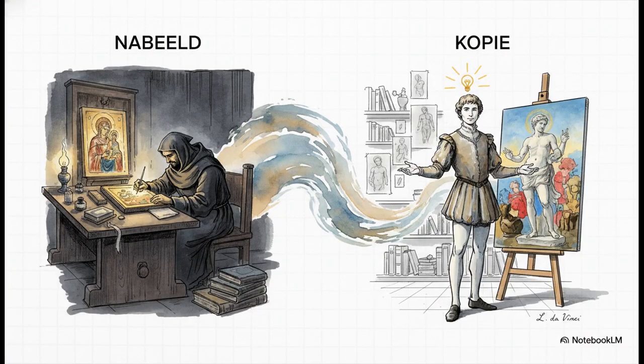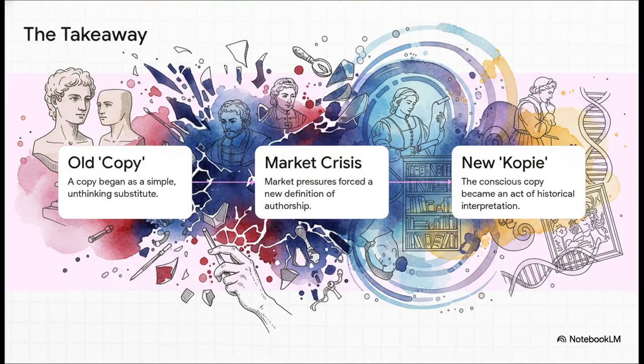Because everything hinges on that shift. That move from Nabild to copy isn't just about semantics. It's literally the moment our modern ideas of originality, of authorship, of the artist as a singular genius are born. Every single time we talk about whether a work of art is original, we are tapping right back into this 16th century debate. So let's break it down.